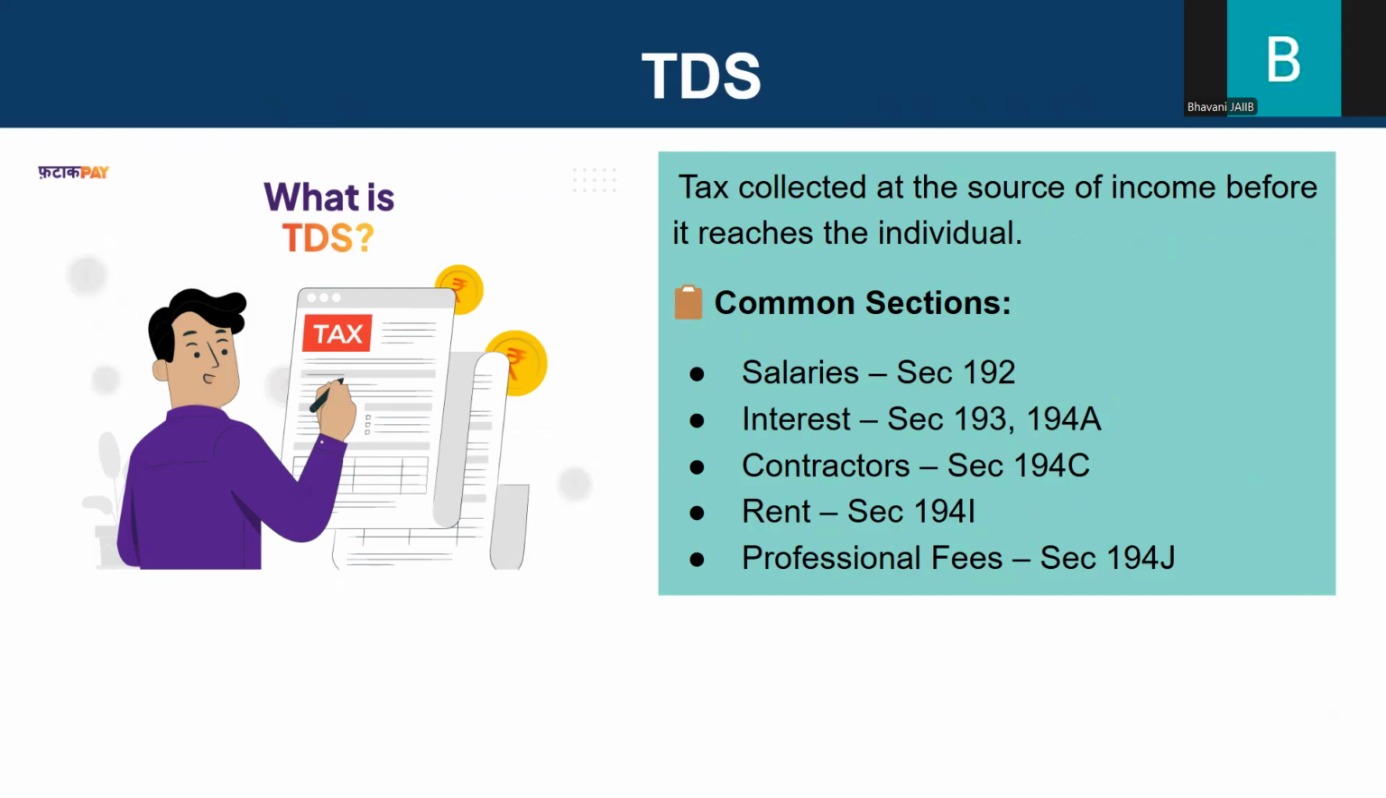Say, for example, you earn 50,000 salary, company deducts 2,000 as TDS and gives you 48,000. So, what is happening here? The tax is cut from the salary even before it is given to you. So, that is called tax deducted at source.